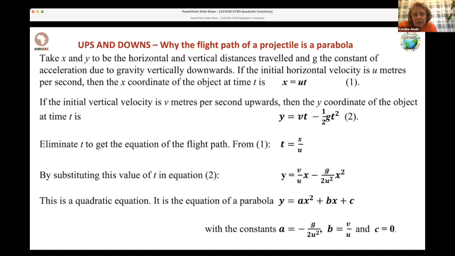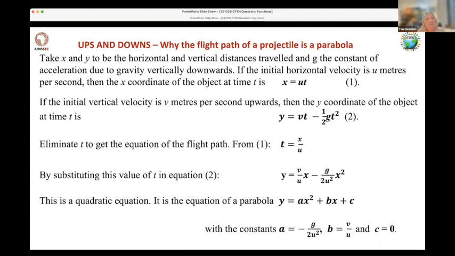So y equals a constant times x squared plus a constant times x plus constant c. So in this instance, constant a is negative g divided by 2u squared. Constant b is v divided by u, so vertical velocity divided by horizontal velocity, and c is 0. And that is a parabola, the equation of a parabola.